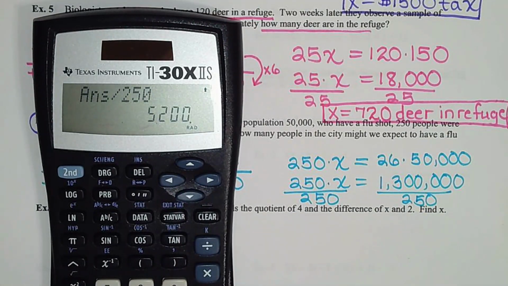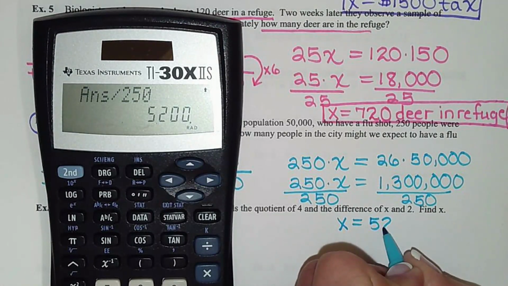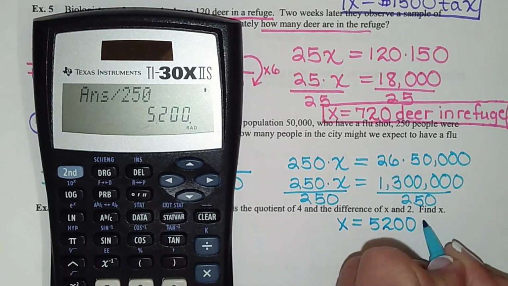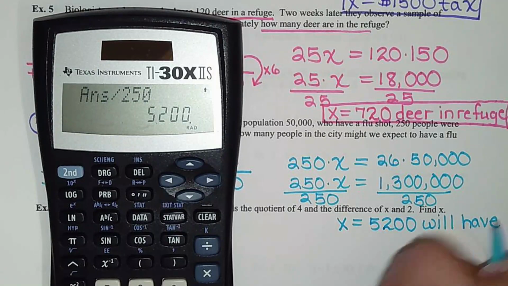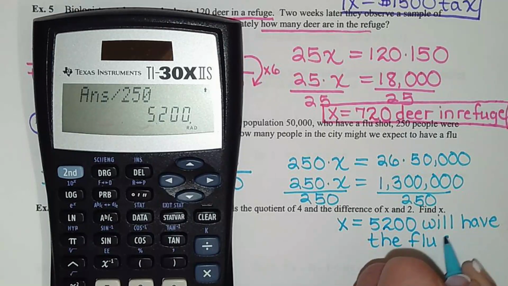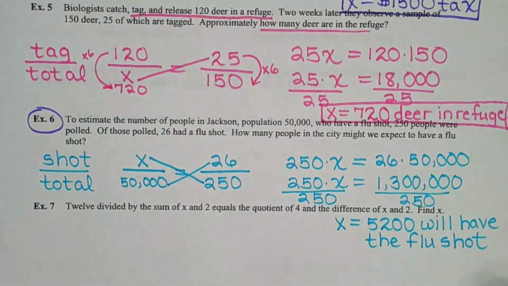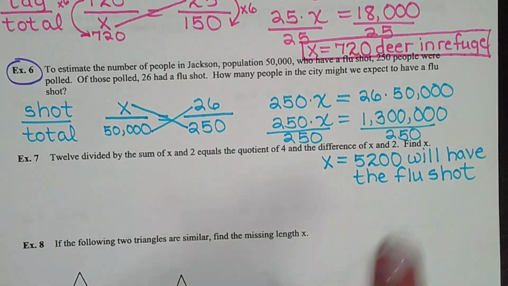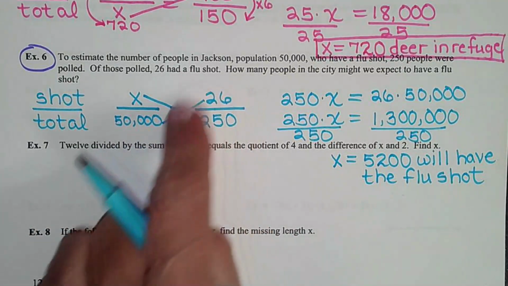So out of that town of 50,000, 5,200 are going to have the flu shot. 5,200 will have the flu shot, approximately, of course. So out of 50,000 people in the town, that's how many will approximately have the flu shot based on the sample.